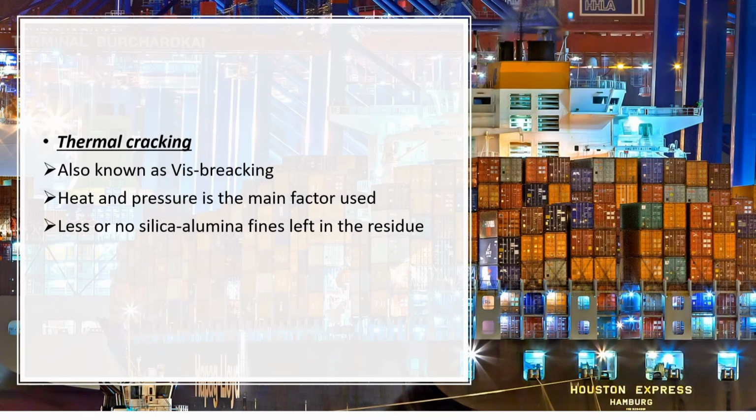The second main crude oil separation process is called thermal cracking, also known as visbreaking, where heat and pressure are the main factors used for separating the lighter fragments from the heavy fragments. This is associated with the distillation process. The good part about this separation process is that it leaves behind less silica and alumina, as they are not added in the process.